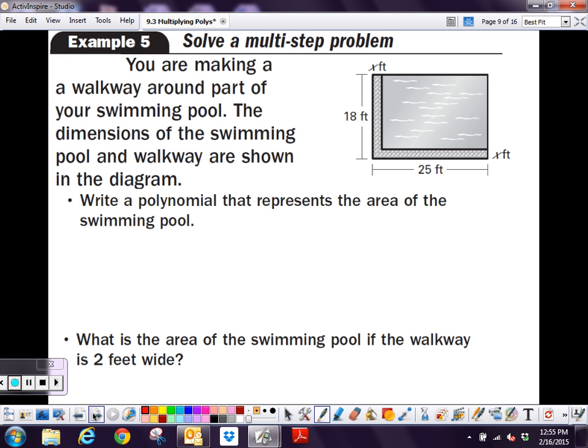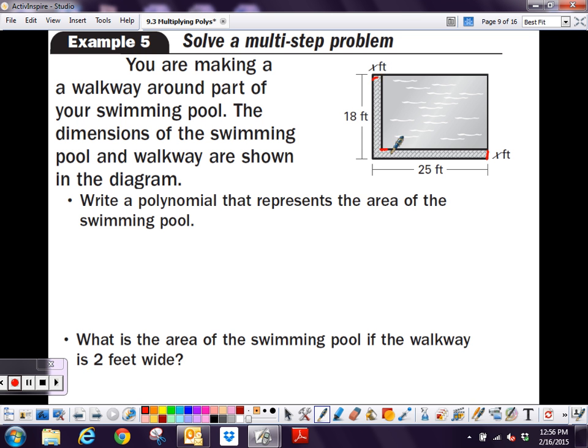Okay, so here we go. So we have a walkway around the swimming pool. And notice that the width of the walkway is just x. And then the dimensions of the whole pool and the walkway are 18 by 25. Write a polynomial that represents the area of just the swimming pool. Okay, that doesn't mean that we want all of it. We want just the pool.